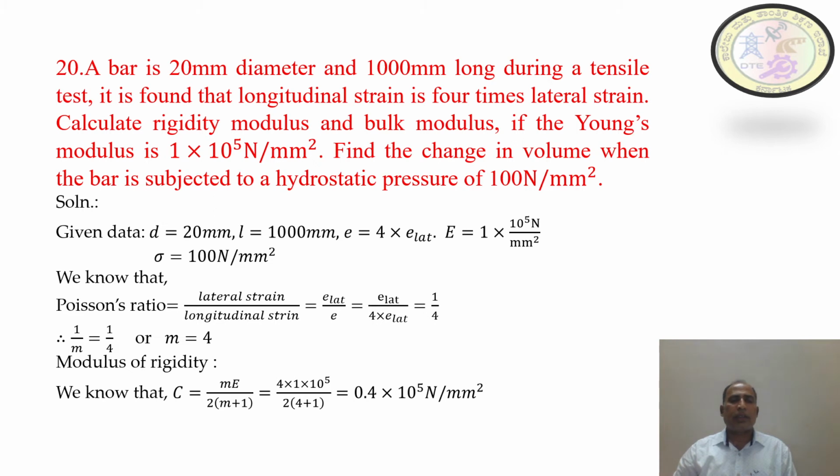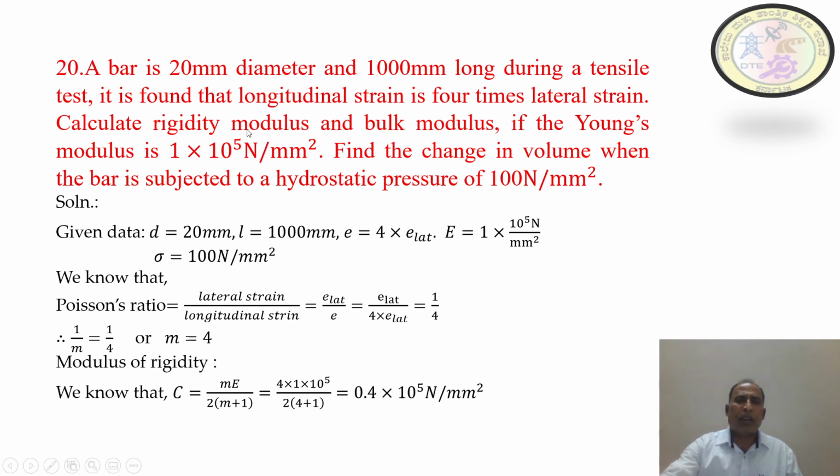We know that Poisson's ratio is lateral strain by longitudinal strain, e lateral by e. So write e lateral as it is, and in the denominator the linear strain is 4 times the lateral strain, therefore e lateral divided by 4 into e lateral. Here e lateral gets cancelled, and the Poisson's ratio is 1 by 4. Our value of m will be 4.